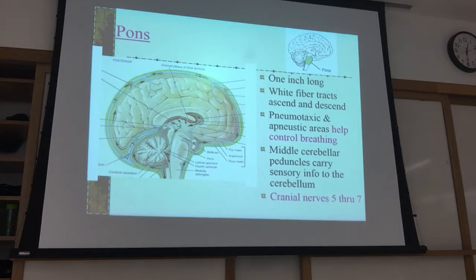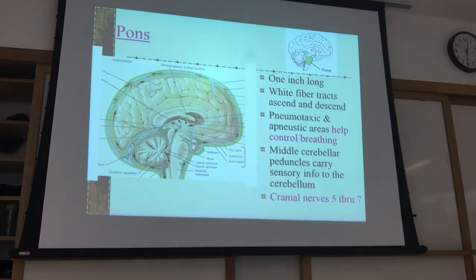Okay, the pons is the next area, kind of moving upwards in the brain stem. So here's the pons. It looks like an enlarged oval, kind of on top of the medulla oblongata, right here. This is the pons. The pons also is a control center for the regulation of breathing. There are respiratory centers within the pons.